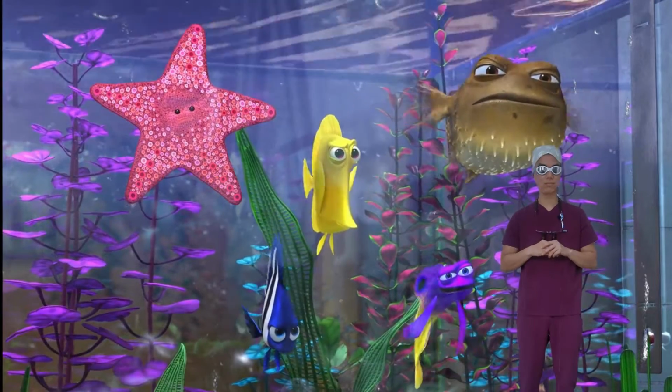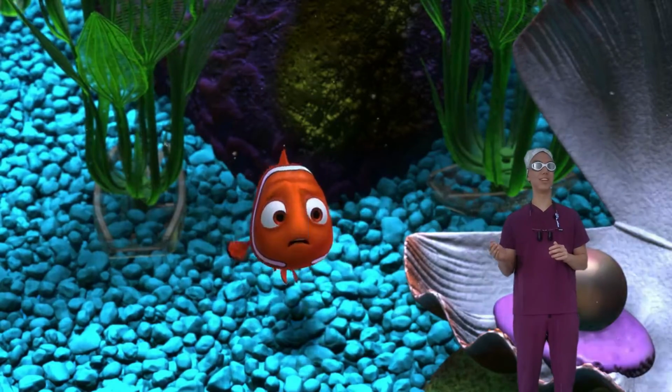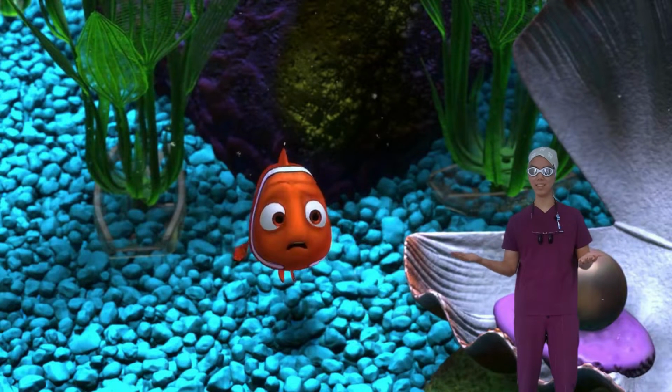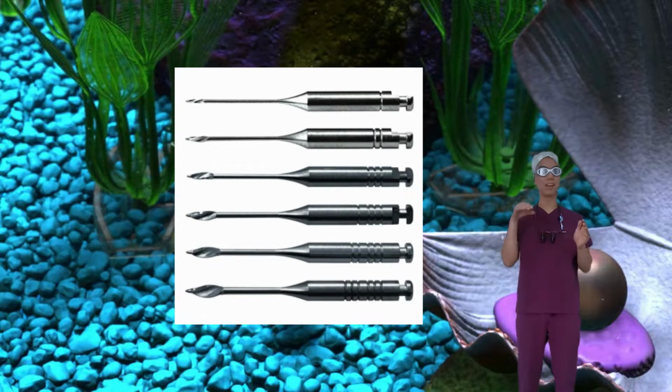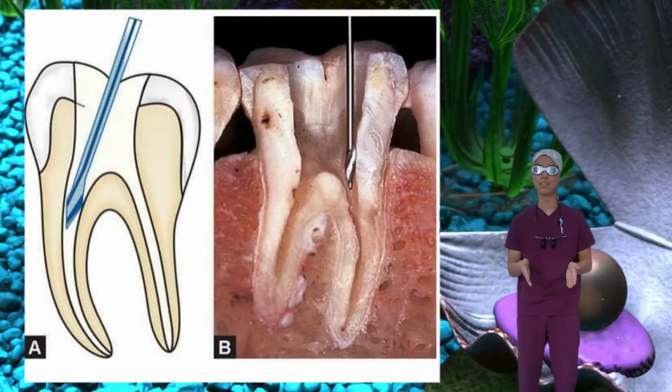What did he use to open? Gator Glidden drill. Wait, is it Gates Glidden drill? I think you're referring to the Gates Glidden drill. The Gates Glidden drill is used for widening up the orifice into the root canal.